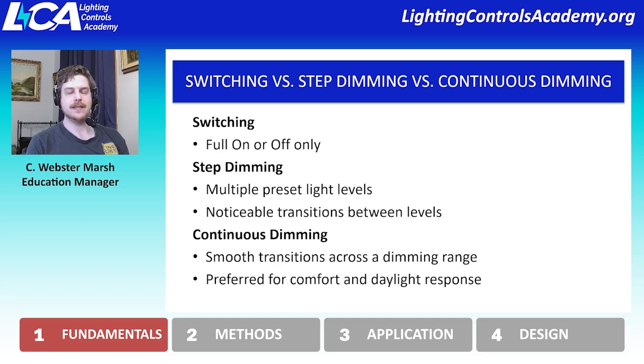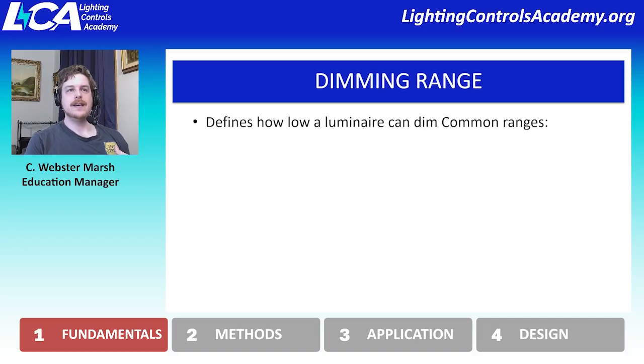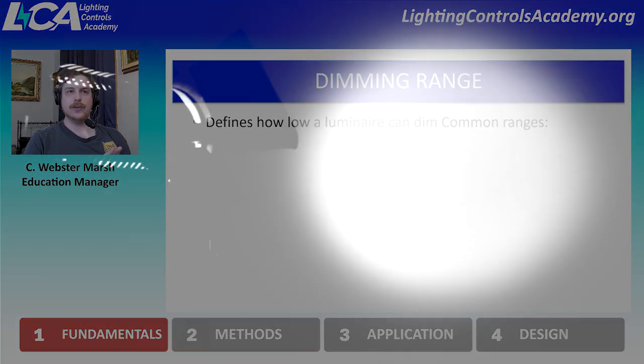And continuous dimming really is preferred for the comfort and even for daylight response because of the fact that it's not as abrupt, not distracting for the people in the space. And so having dimming paired with other features such as daylight control or occupancy control can actually improve the occupant's comfort in the space. Dimming range, so that was a term that I just threw out in the previous slide. This is how we're defining how low a luminaire can dim.